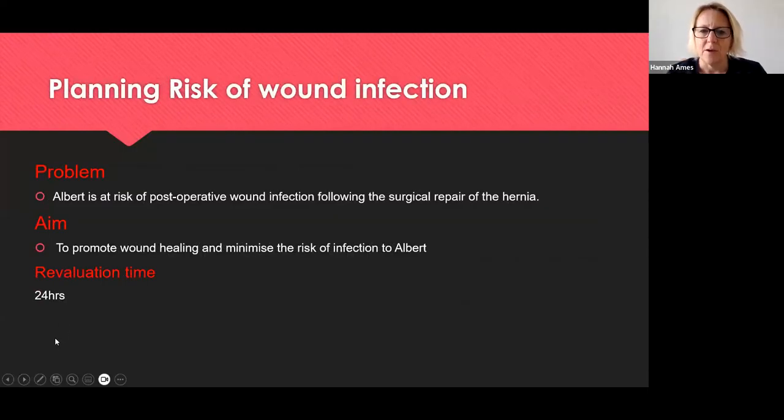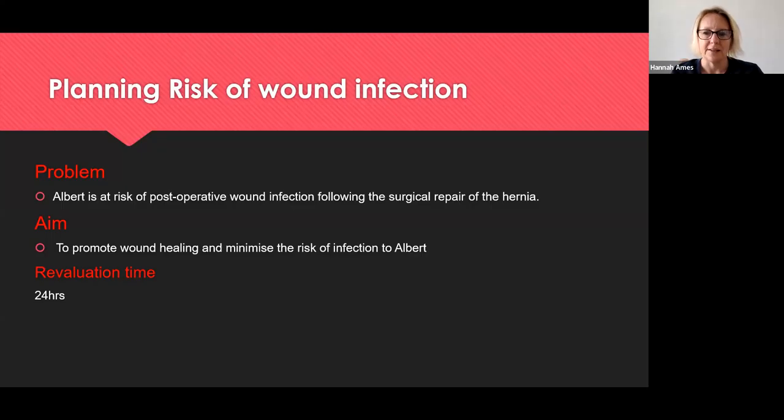Let's talk through a risk of wound infection care plan, because again, this could be relevant across all your surgical APIE scenarios. So we've got Albert is at risk of post-operative wound infection following the surgical repair of the hernia. That would be our problem. Our aim would be to promote wound healing and minimise the risk of infection to Albert. And reevaluation time would be 24 hours.